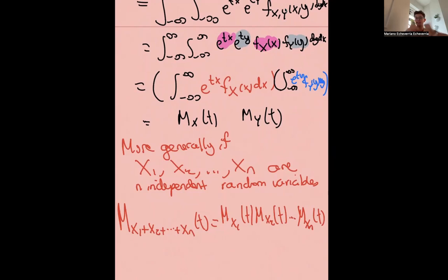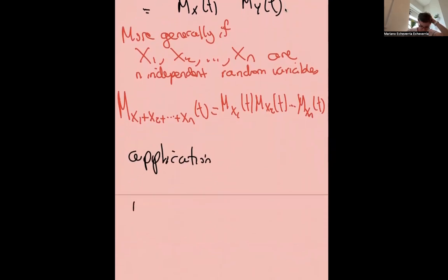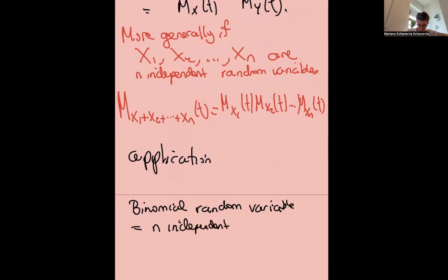So let me give you an example of how this can be used for something useful. Here's an application. I don't know if you remember the binomial random variable. Well, the binomial random variable was doing n independent Bernoulli trials, or n independent Bernoulli experiments, with parameter p.